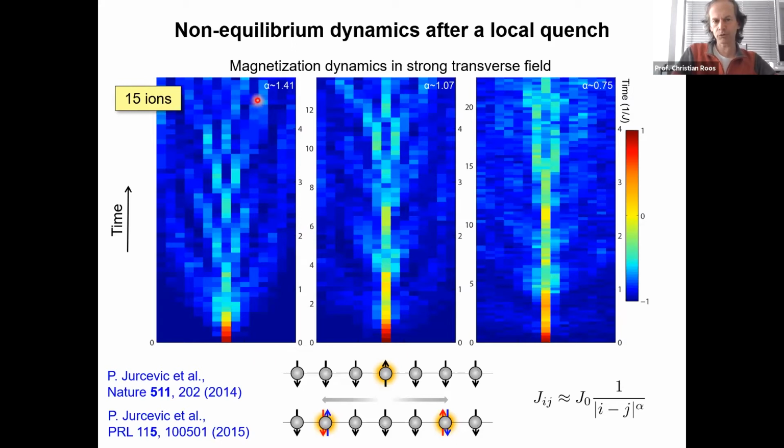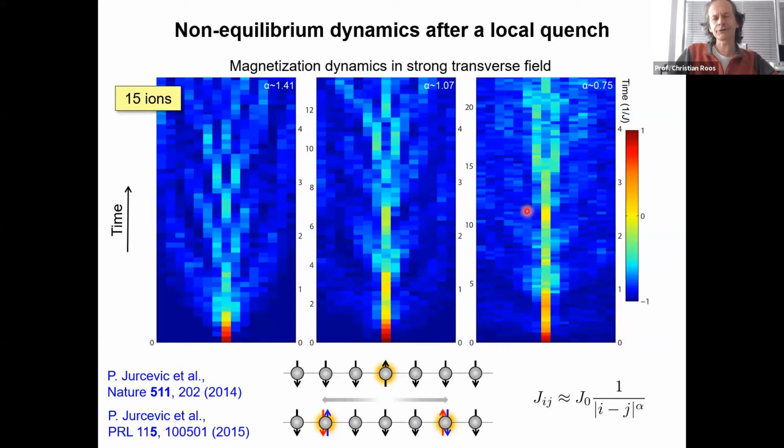So here in the left-hand plot, the exponent is fairly long range, alpha equals 1.4. And if we make it even longer range, as in the middle and the right-hand plot, you see that some of the excitation spreads out faster, for example in the rightmost plot, but at the same time the central excitation stays localized for a longer time. So you have a fairly complex dynamics going on.